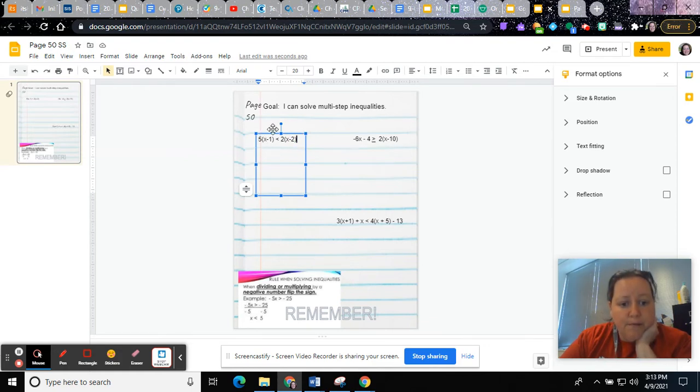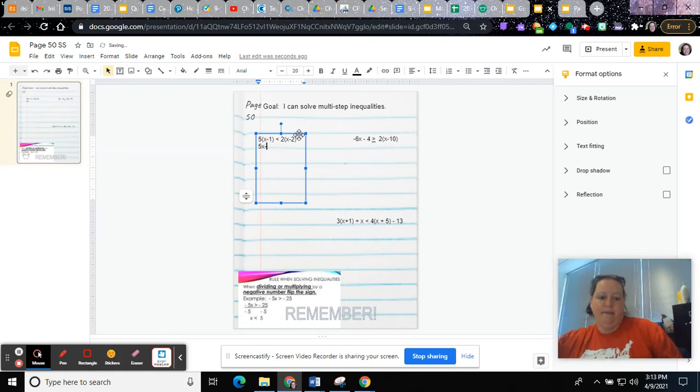First, you're going to do the distributive property on both sides. And so you would get 5 times x is 5x, 5 times 1 is 5. And then you have your less than sign. And then when you do the distributive property here, you get 2x minus 4. 2 times x is 2x, 2 times negative 2 is a negative 4. Now, remember your goal. Get the variables on one side, your constants on the other.